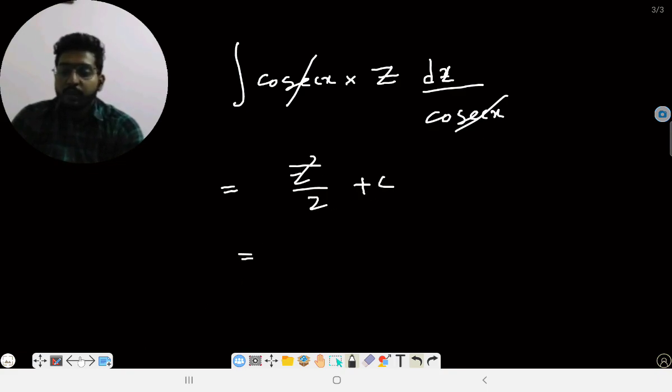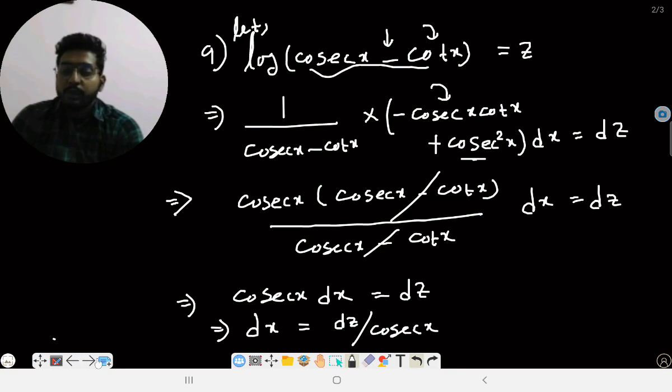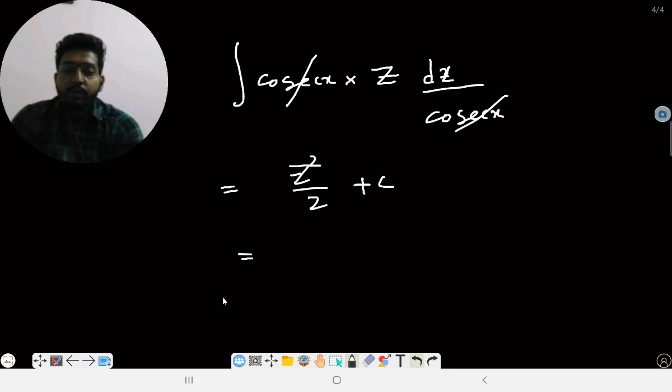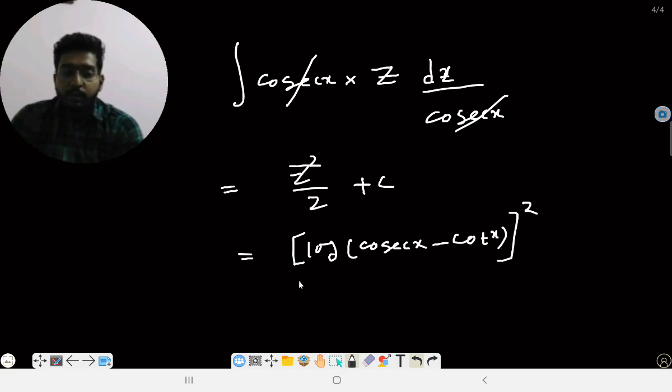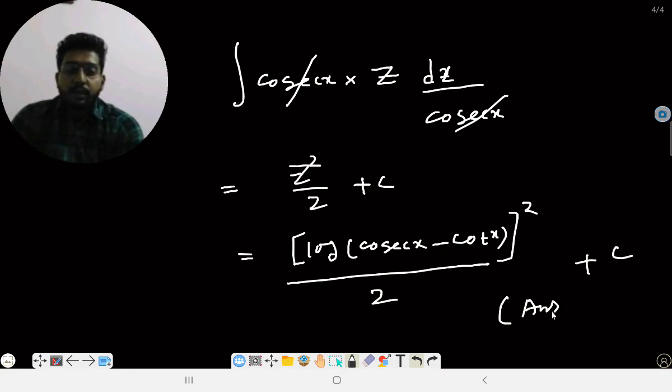Now what is z here? You can see z is log(cosec x minus cot x). So that means it is log(cosec x minus cot x) whole square by 2, plus c. That will be the answer here. So this is question number 9.